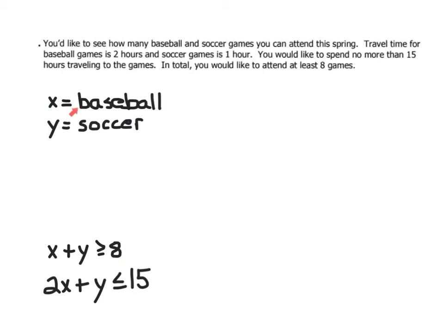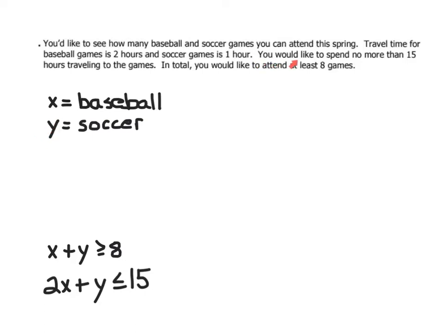So I'm going to call x our baseball games and call y the soccer games so that I can consider our inequalities. Now, it also tells us that the time to travel to the baseball games is 2 hours, which would be 2x. And then our soccer game is just 1 hour, so that would be 1y. We could just write y.